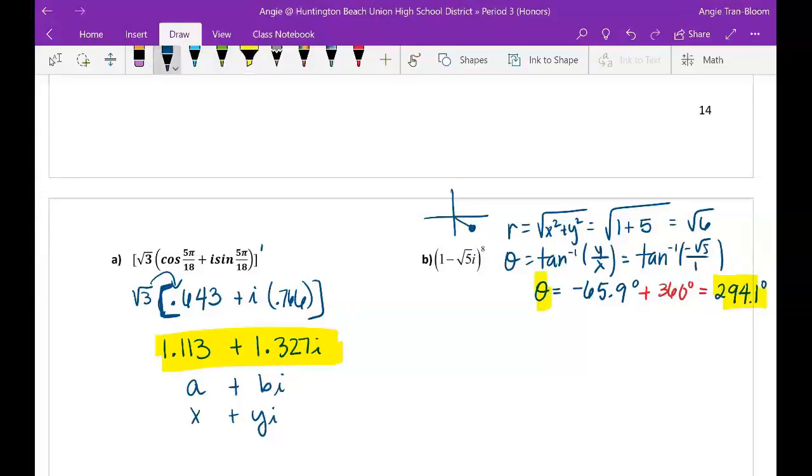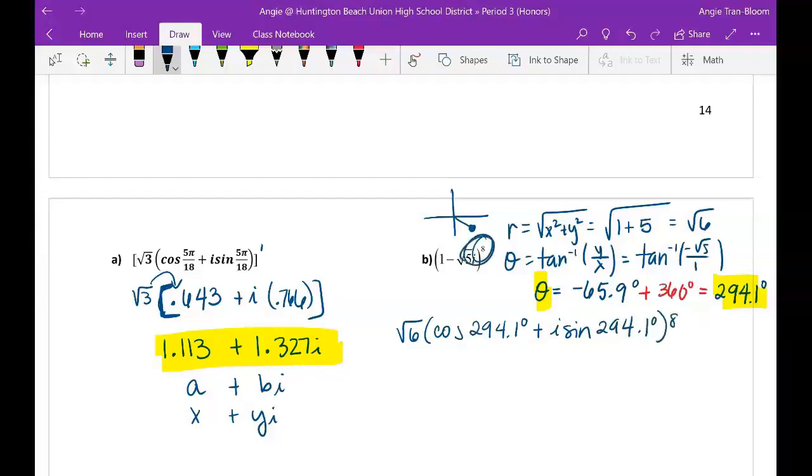So here we go. You have this now in the positive angle, and the radius is positive. Let's rewrite it. Instead of writing 1 minus rad 5 i to the 8th, we're going to keep it in polar. Rad 6 is our radius, times cosine of 294.1 degrees plus i times sine of 294.1 degrees, all raised to the power of 8.